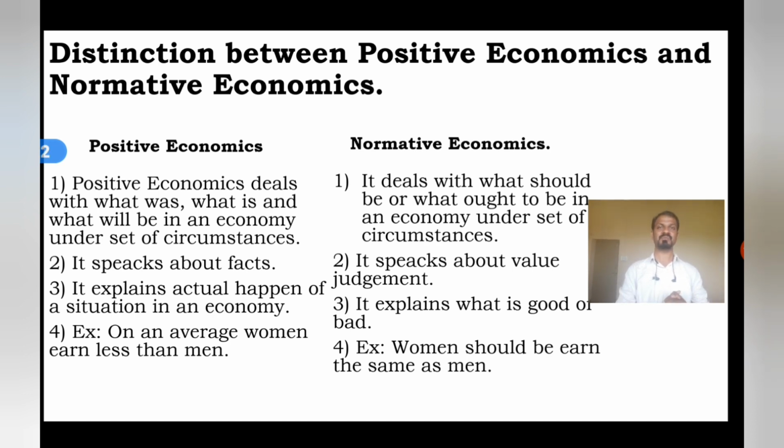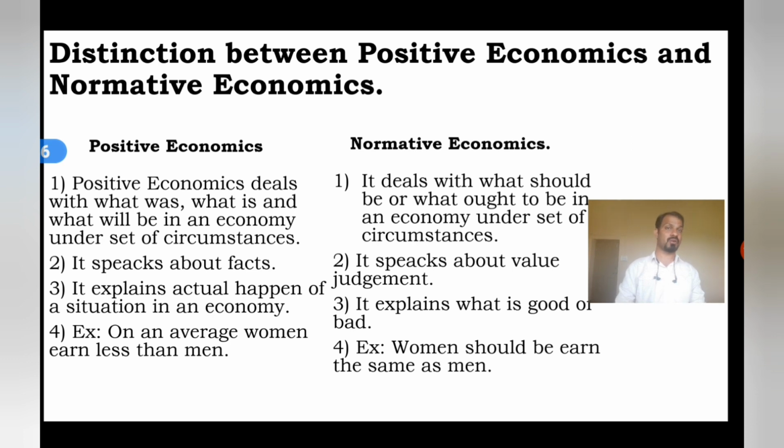Coming to the third distinction between positive and normative economics: positive economics explains the actual happening of a situation in an economy. Positive economics talks about facts, so it helps us understand the actual happening of a situation in an economy, because it talks about a particular point or period of time. That's why here we can find the actual happening of a situation in an economy.